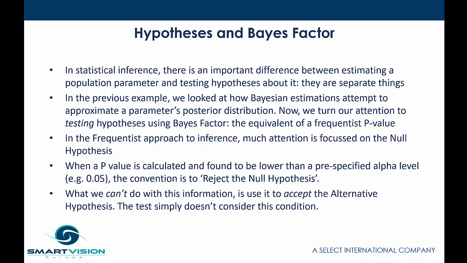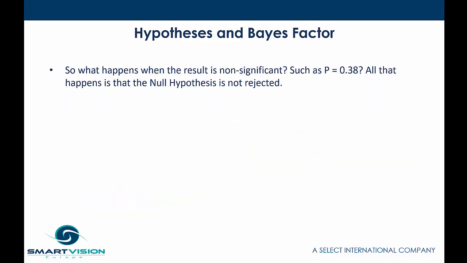But what we can't do with this information is use it to accept the alternative hypothesis. The test simply doesn't consider that type of condition. It's very one-directional. So what happens when the result is non-significant, such as when the value is higher than 0.05? If you get a p-value like 0.38, 38%, all that happens is that the null hypothesis is not rejected.